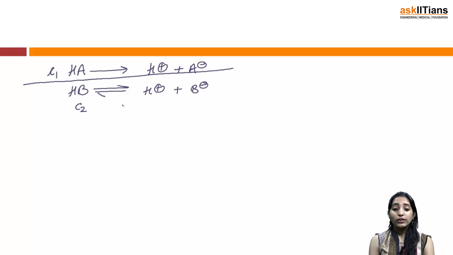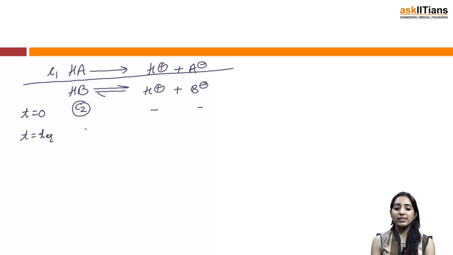If this is so I'll say C2 is there, and at time t is equal to 0, the concentration of HB is C2, whereas the concentration of H positive is 0 and B minus is also 0. And at time t is equal to t equilibrium, if I say alpha amount of C2 gets dissociated, so I'll say the concentration will be C2 minus C2 alpha. Here I'll have C2 alpha and here I'll have C2 alpha.